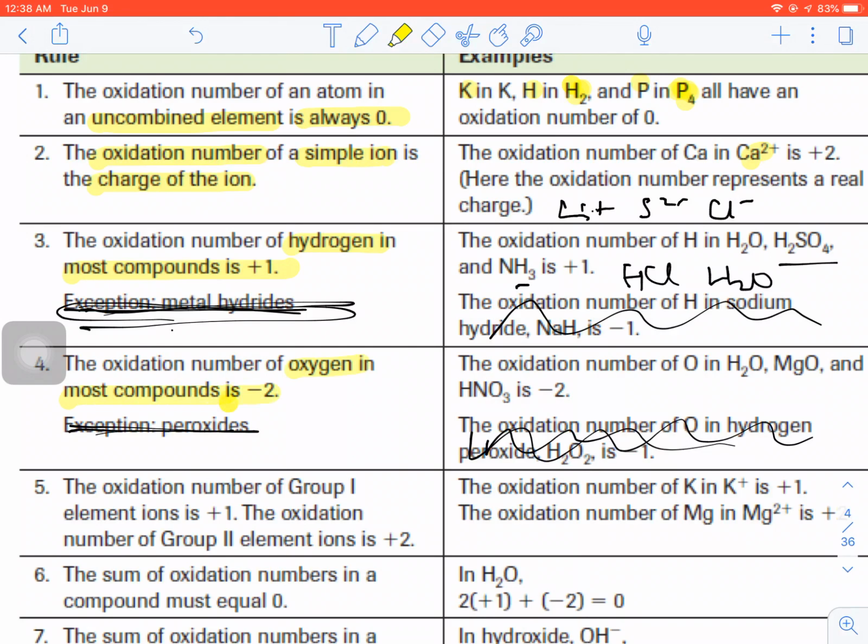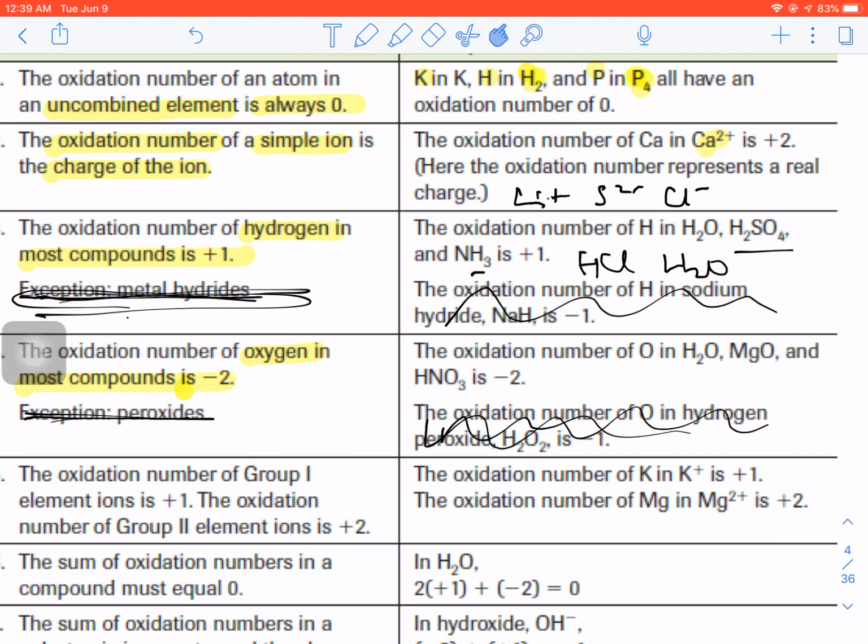If I've got oxygen in a compound, it's going to have an oxidation number of -2. In water, oxygen's -2. In magnesium oxide, it's -2. In hydrogen nitrate, it's -2.